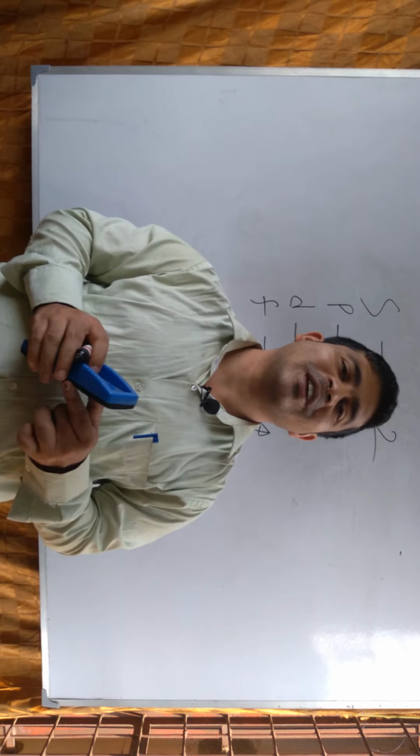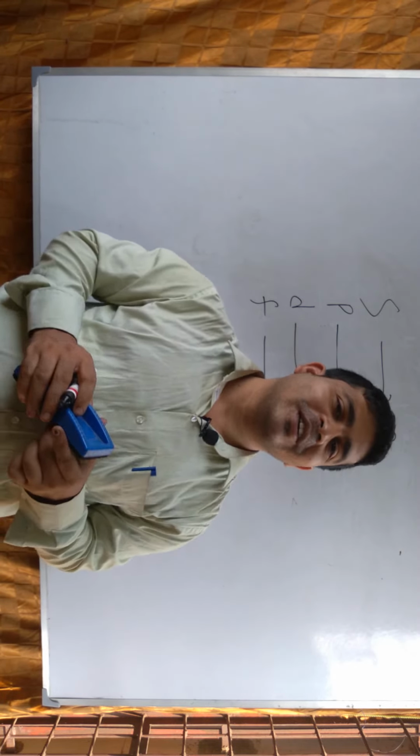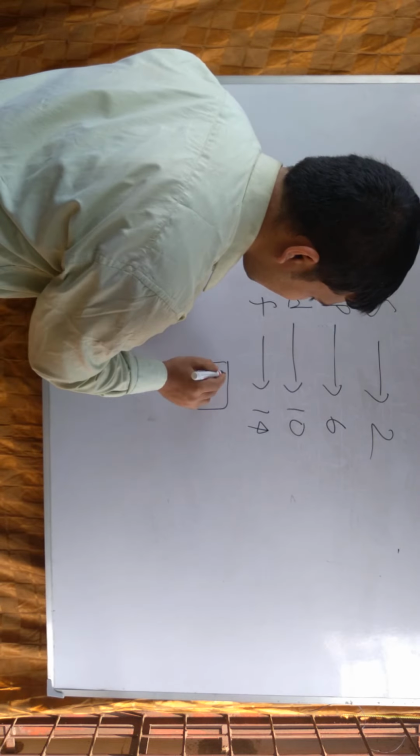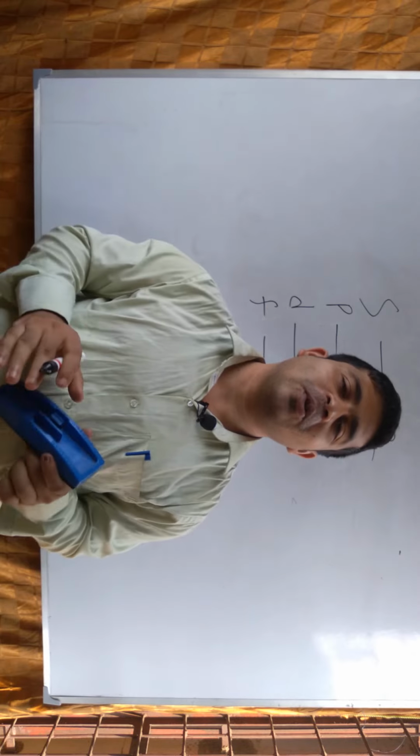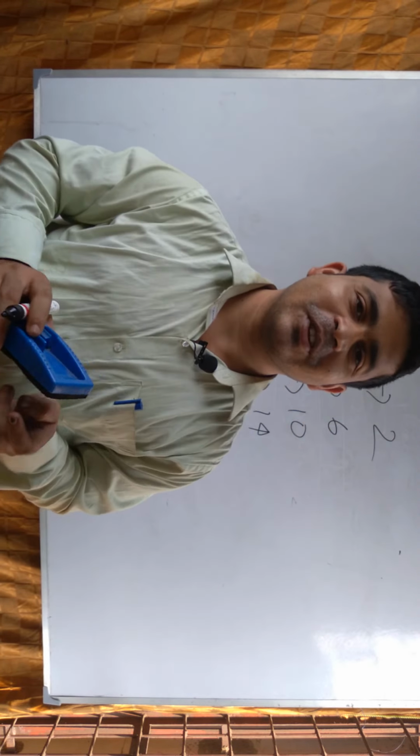An orbital always has a 2-electron capacity. Whatever it is, an orbital always contains 2 electrons. It cannot contain more than 2 electrons.